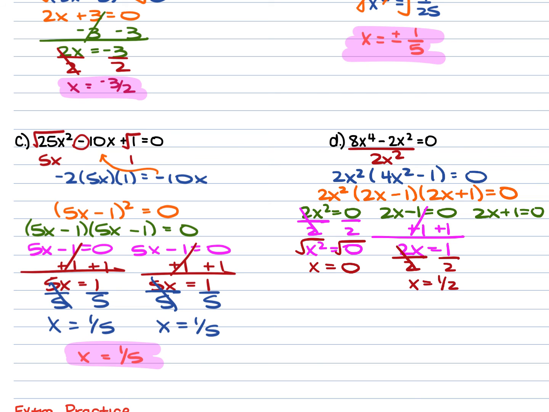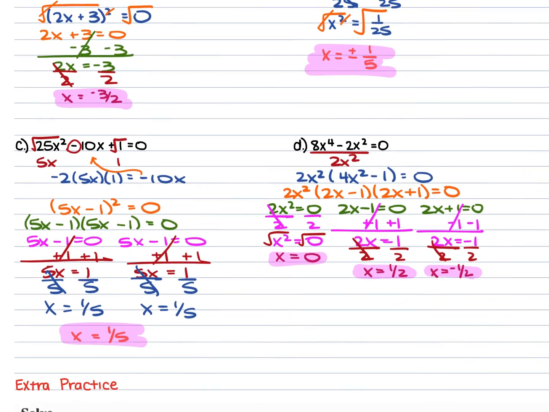For the 2x plus 1 is equal to 0, we're going to subtract 1 from each side. We have 2x is equal to negative 1. Then we divide each side by the 2. And we get that x is equal to negative 1/2. So again, you have 3 solutions here: 0, 1/2, and negative 1/2. If you wanted to write it as 0 and plus or minus 1/2, it is the same thing. You can do that as well.